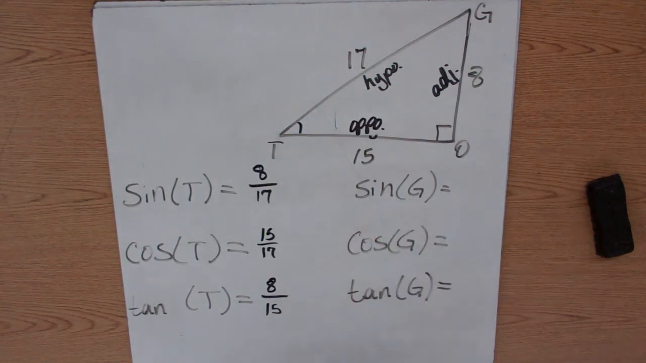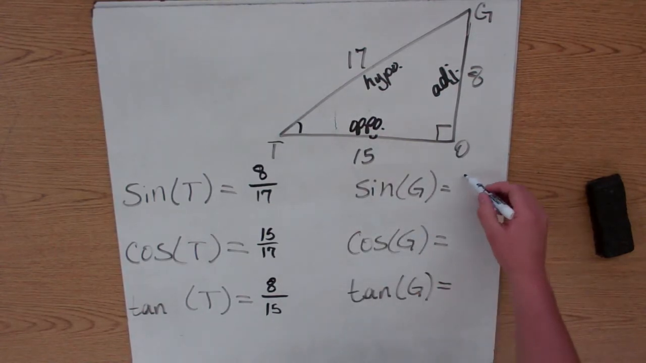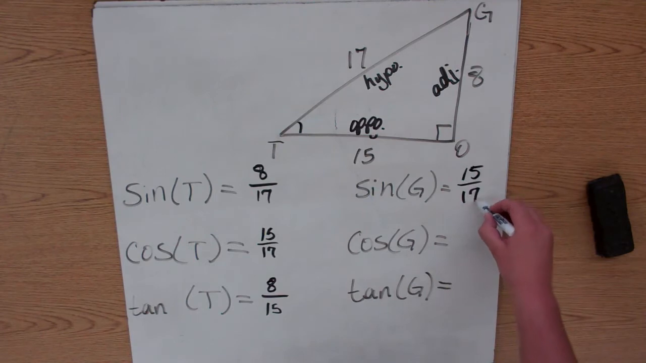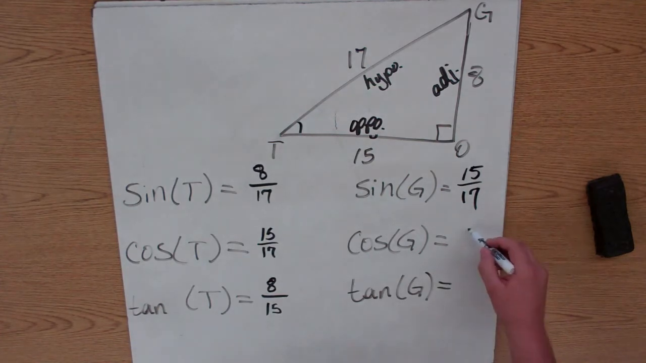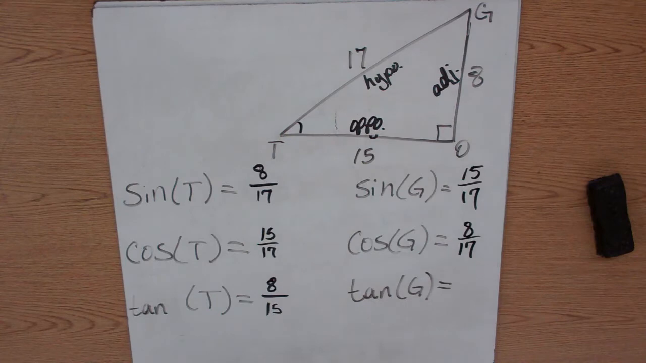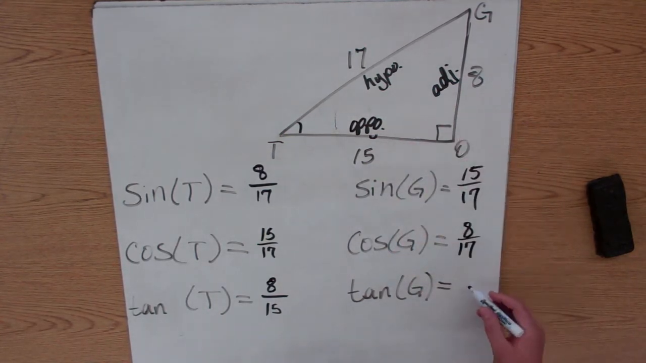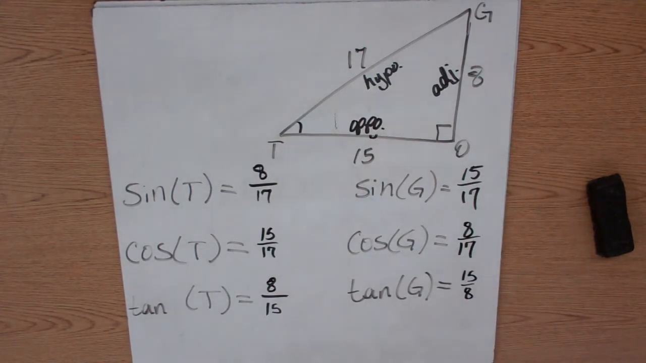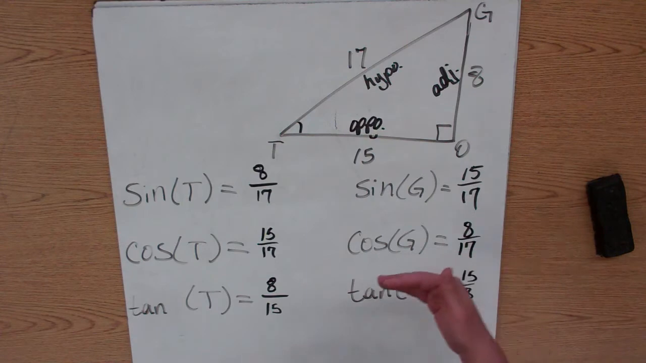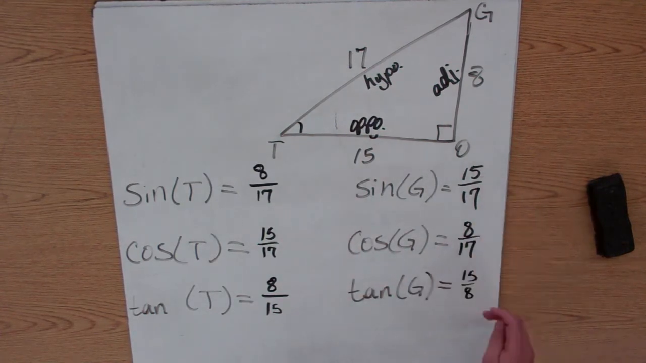So, the sine of g, we know sine is opposite over hypotenuse. So, opposite is 15. Hypotenuse is 17. Cosine, we know, is adjacent over hypotenuse. So adjacent is 8 over hypotenuse, which is 17. And then tangent is opposite over adjacent, so 15 over 8. All right? So this is how you figure out your trig values.